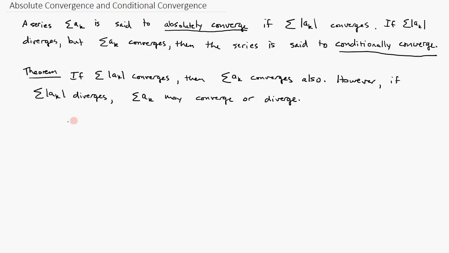So if the absolute value series diverges, you have to use the alternating series test to check for convergence of the original series.